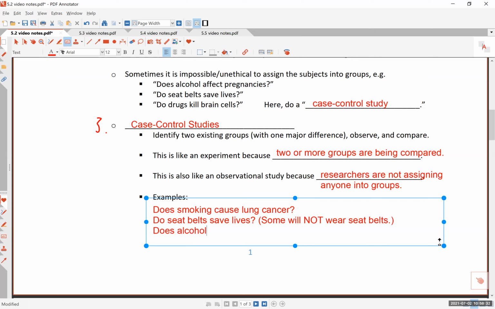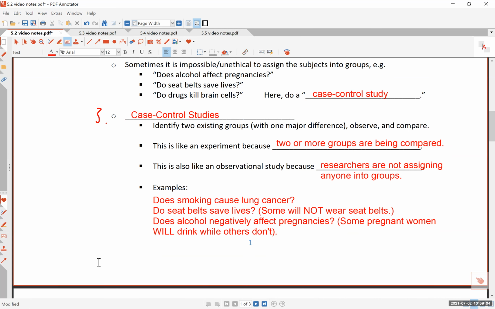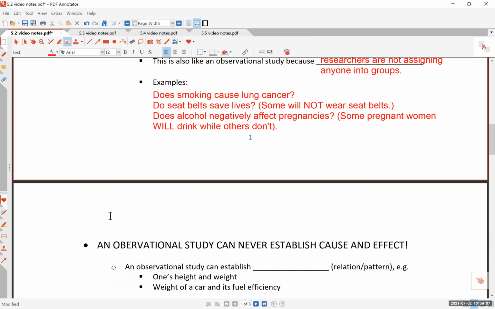Does alcohol negatively affect pregnancies? I believe the answer is yes, but in order to prove your case, you have to do more than an observational study. It's possible to do a case control study here because some pregnant women will, out of their own will, drink while others don't. And so you can compare these two groups, but you can't force them into categories or into certain groups.